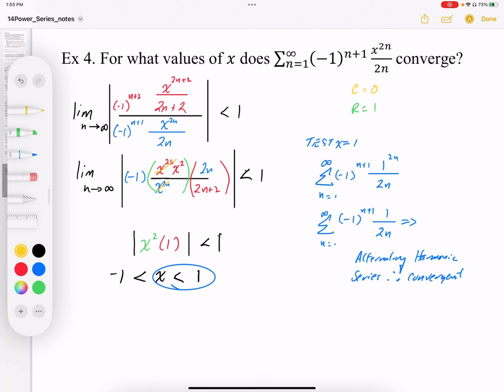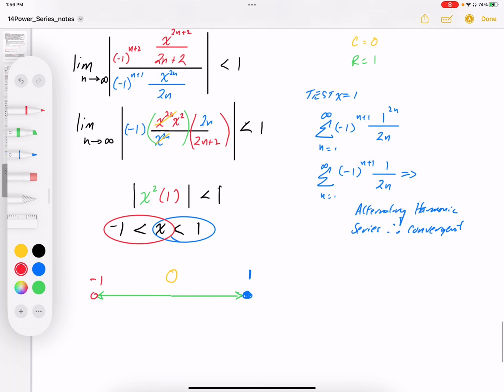So at this point, if we were to draw our number line in, our center is going to be at 0. We have a radius of 1 to the right. This endpoint is going to be convergent. And then we're going to go 1 to the left and test that. And that's going to be at -1. So we'll test that endpoint, and we'll test to see if that is convergent or divergent.